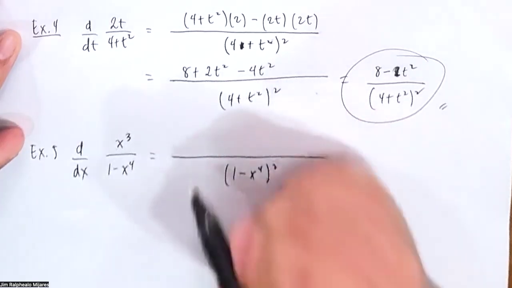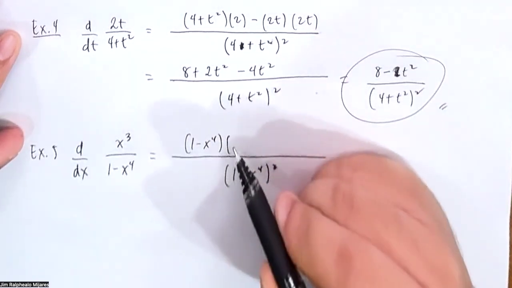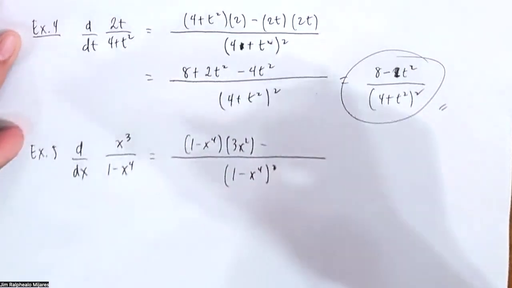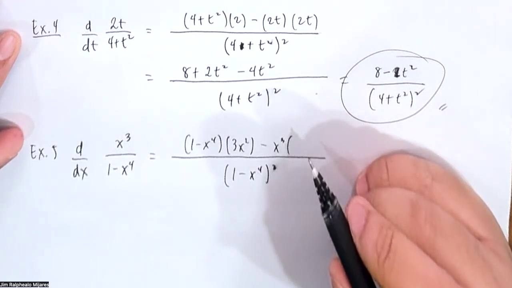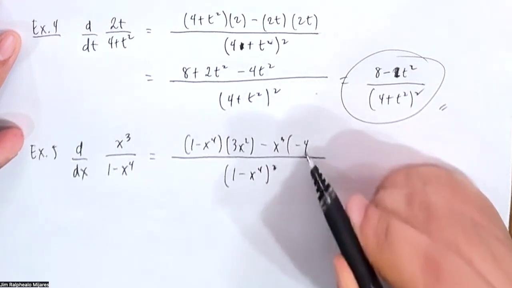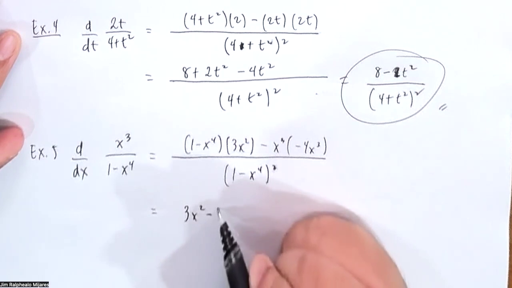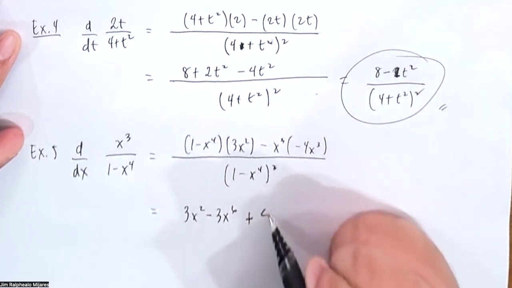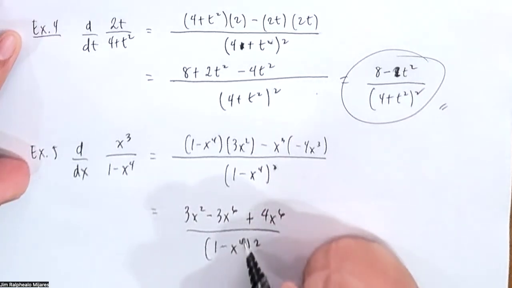Okay. Low d high. So 1 minus x to the fourth times d high, which is just 3x squared, the derivative of x cubed, minus high times the derivative of low, which is negative 4x cubed. So this becomes 3x squared minus 3x to the sixth plus 4x to the sixth over 1 minus x to the fourth squared.